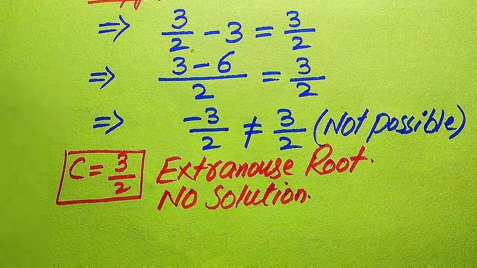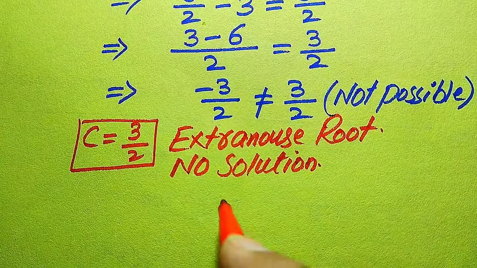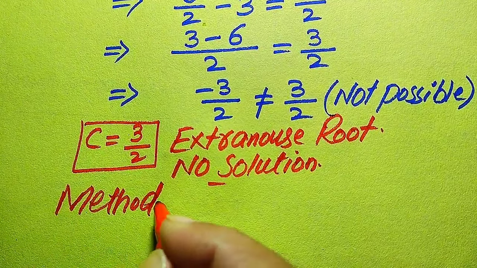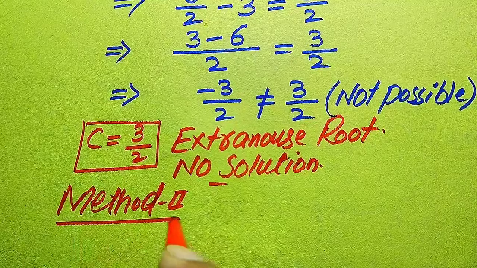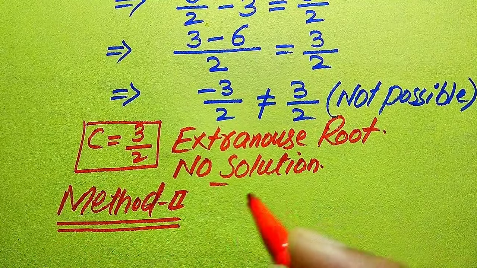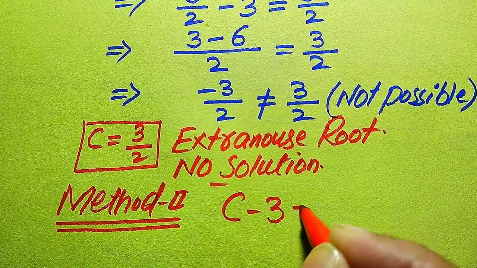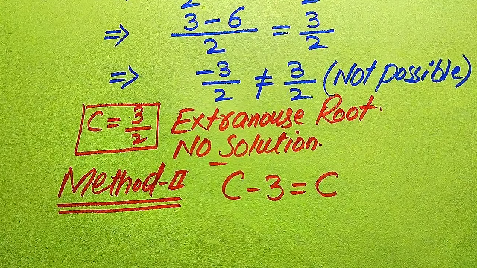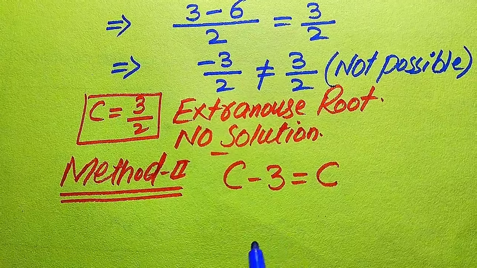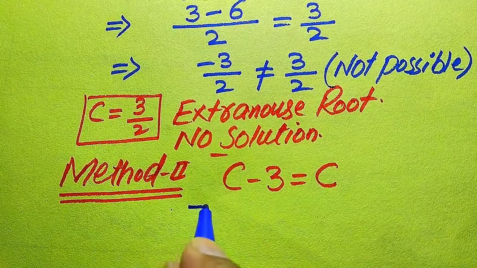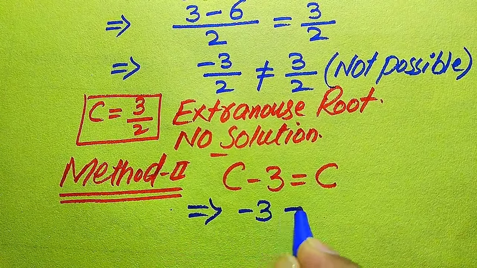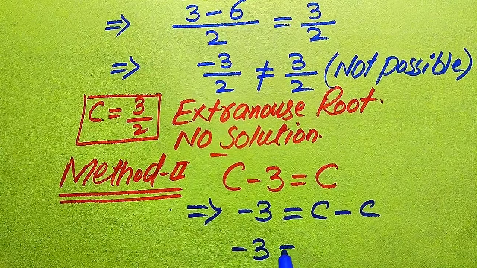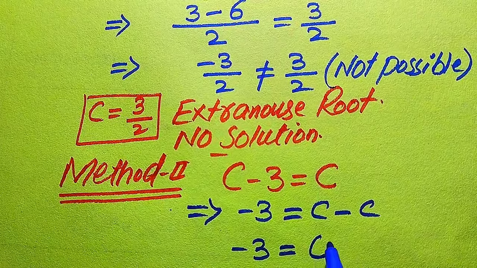Okay, so in the next step we again solve this problem by the second method. In the second method we need to copy down the given question statement, so our given question statement is c minus 3 is equal to c. This is our given question statement, and in this method we need to move this c to the right-hand side, and it will be written as minus 3 is equal to c minus c. And you see here we get minus 3 is equal to c minus c, which becomes 0.